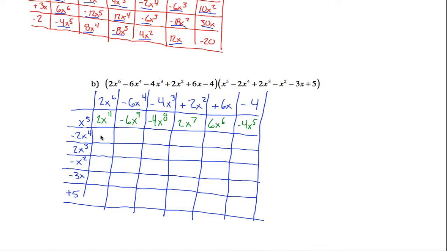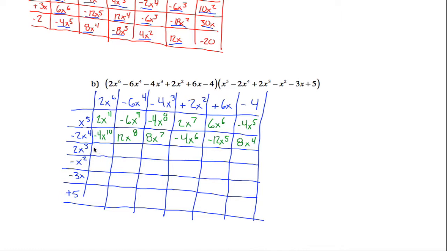-2x to the 4th times 2x to the 6th gives us -4x to the 10th. We get 12x to the 8th. -2, -4 gives us +8x to the 7th. -4x to the 6th. -12x to the 5th. And then +8x to the 4th. All looks right.